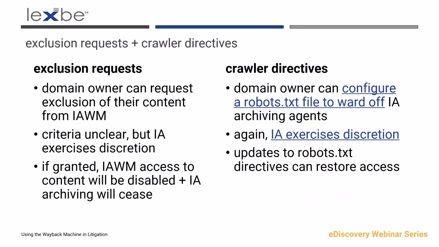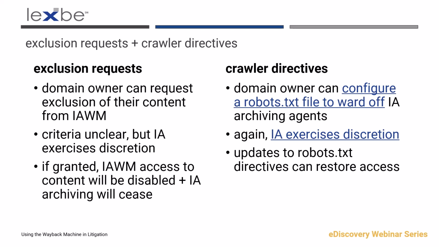The two mechanisms by which access to particular historical web content in the Wayback Machine may be restricted are exclusion requests and crawler directives. A website domain owner may request that the archive web content associated with their domain be excluded from access in the Wayback Machine. The Internet Archive typically obliges these requests, but does appear to exercise discretion. If the exclusion request is granted, access to the content in the Wayback Machine is irrevocably disabled, and the Internet Archive no longer archives that domain.